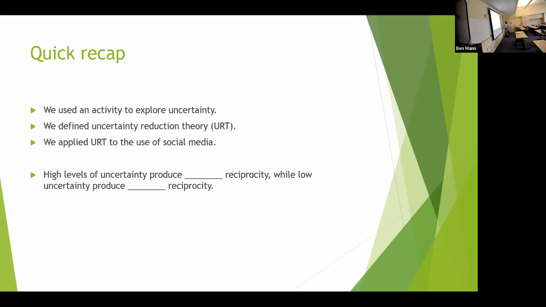Anybody want to take a stab at this? Higher or lower. Yes. So remind me again, what is reciprocity? Is there reciprocation of that? Yeah. So Daniel and Jessica, both good points, right?